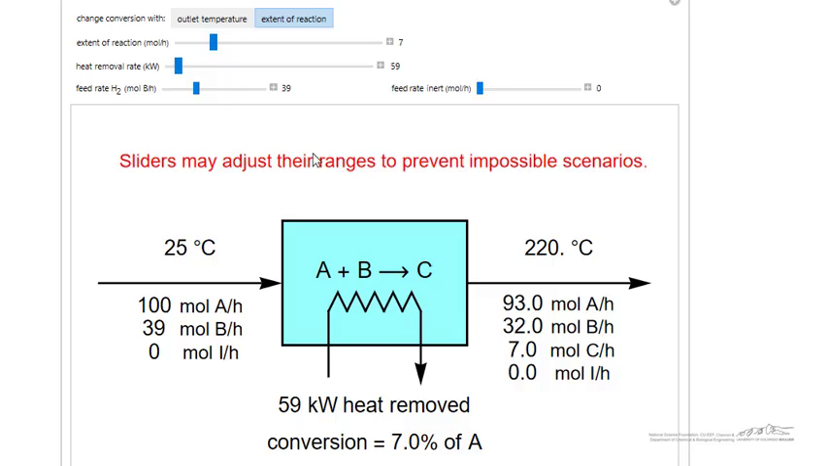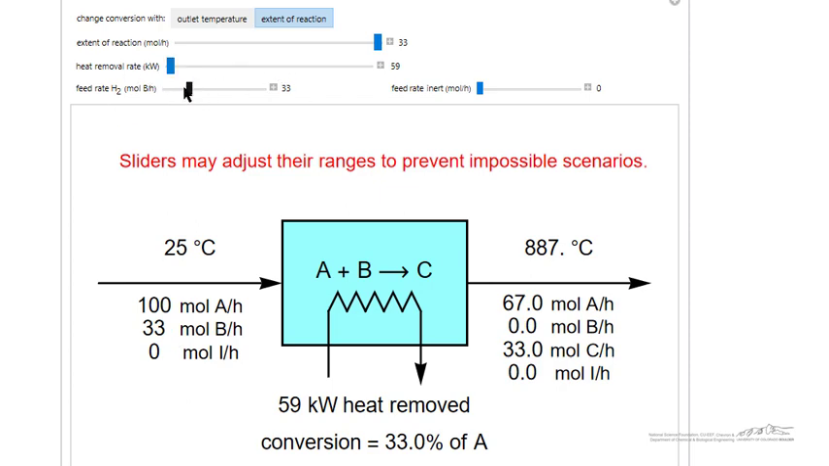So here's the interactive simulation, and I've set the flow rate of B coming in at 39. As I increase the extent of reaction, of course the outlet temperature goes up because we're looking at an exothermic reaction, and we fixed the heat removal rate at a relatively small value. But what you'll notice is the limit of this slider is 39. If I decrease the flow rate of B, now the limit goes down. Now it's only 33 because that's the flow rate of B.